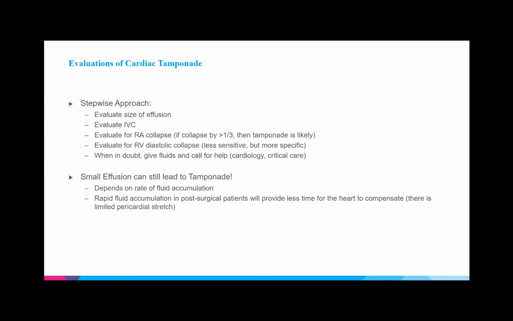And keep in mind that the size of effusion may not necessarily rule in or out tamponade. So a small effusion can still lead to tamponade. It really depends on the rate of fluid accumulation. So if you have a patient who just underwent cardiothoracic surgery, a rapid fluid accumulation will provide less time for the heart to compensate. So in those cases, the effusion size may be small, whereas a patient who maybe has a malignant pericardial effusion has had months to compensate as the effusion's gotten worse and worse. And so their effusion might be very large and still no signs of tamponade.